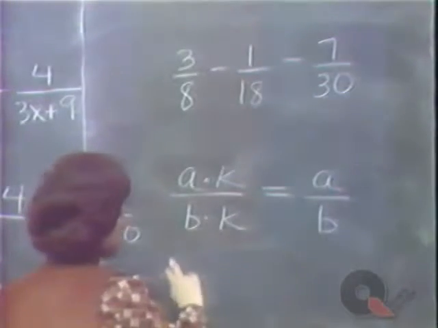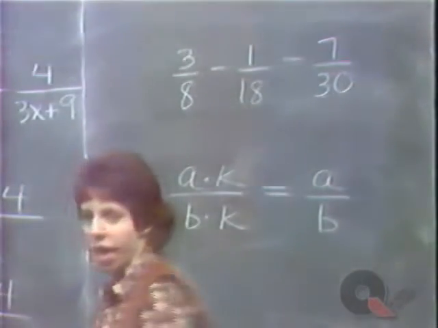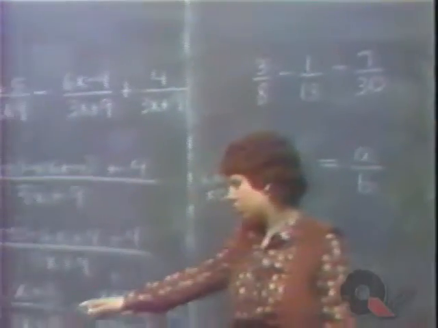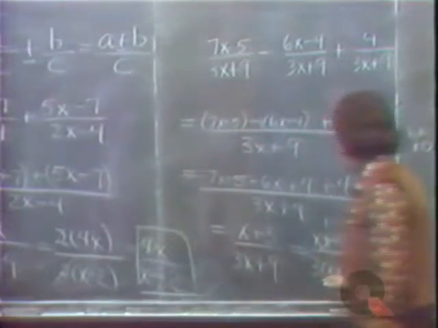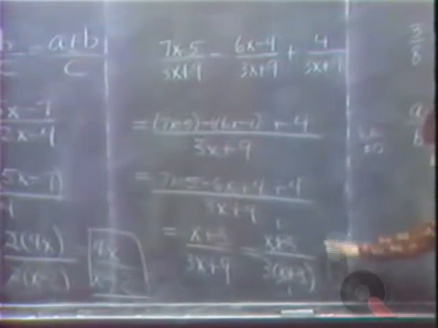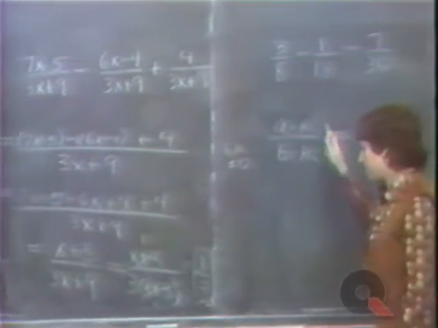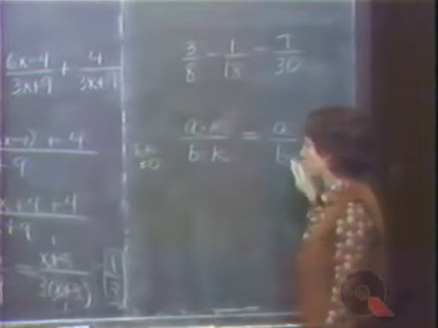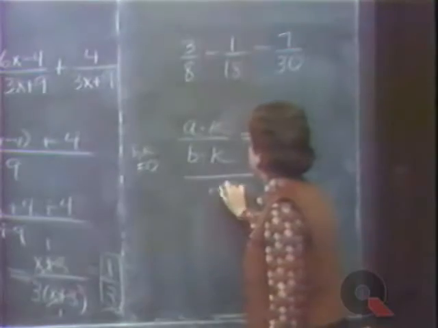Now, in the last videotape on multiplication and division of fractions, and also earlier in this tape when we wanted to reduce to lowest terms, for example, in this problem we divided numerator and denominator by 2. Here we divided numerator and denominator by x plus 3. We divide numerator and denominator by the same non-zero quantity, and we get an equivalent fraction. Used in this way, it's called reducing the fraction.